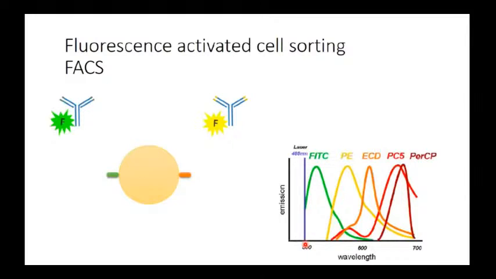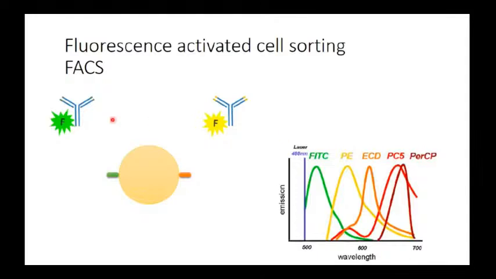Of course, I can also study two proteins, not only one. Of course, to study two proteins, I need two specific antibodies, because I need one specific antibody for each protein. But I need to label every antibody with a different fluorophore. Every fluorophore emits light at a different wavelength, so I need to know the wavelength at which every fluorophore emits light.